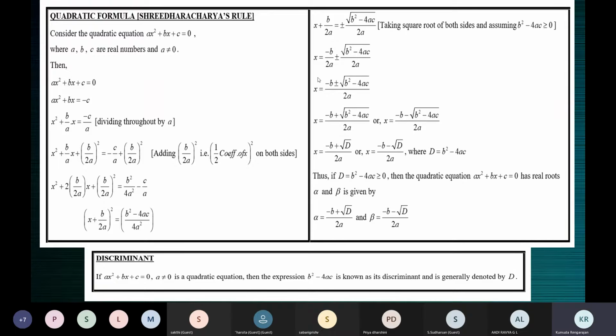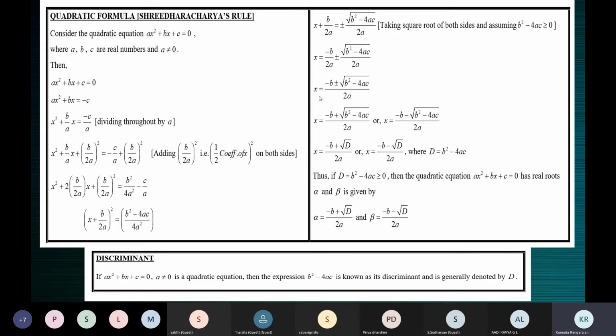RHS, we have to simplify by taking the LCM. And then since we have a square here, on the other side we take the square root. We can find the square root of the denominator, which is 2a. And for the numerator, because it's b square minus 4ac, you cannot find its square root, so just write it as square root of b square minus 4ac. Don't forget the plus or minus sign. Now we have almost derived it. We have to find the expression for x, so transpose b by 2a. They have the same denominator, so take the common denominator.